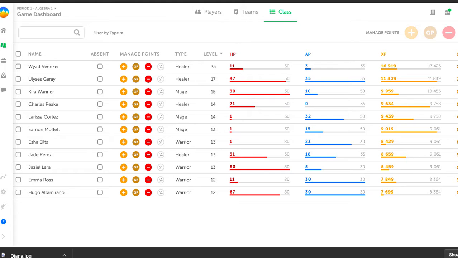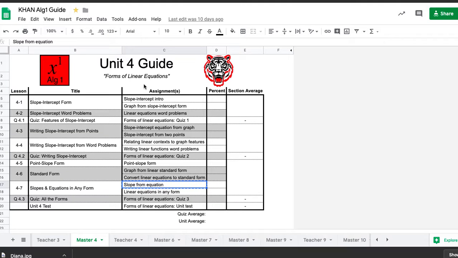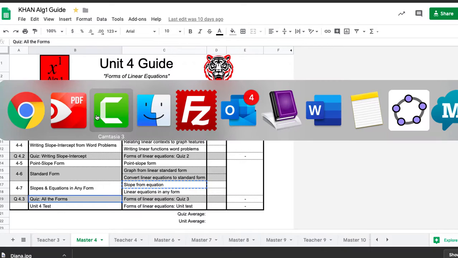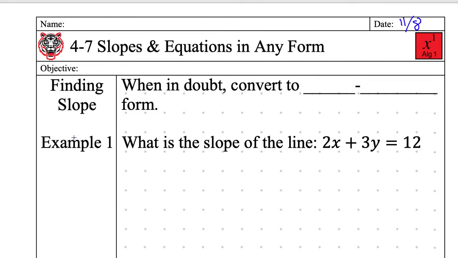How far are we in our unit guide? So in our unit guide, we're on 4-7. So this is like your last lesson, which means Monday's a quiz, Tuesday's the test. No, wait, because we have Monday off. So Tuesday's the quiz, and then Wednesday's the test. Next week, yeah, because today's Friday.